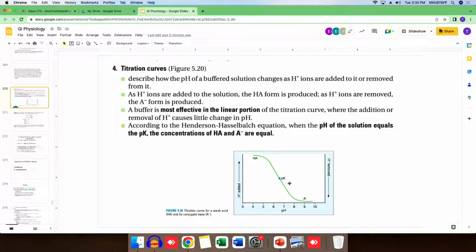I've already mentioned the Zwitterion position, when the pH is the same as pK, meaning the HA concentration equals the A minus concentration, right?